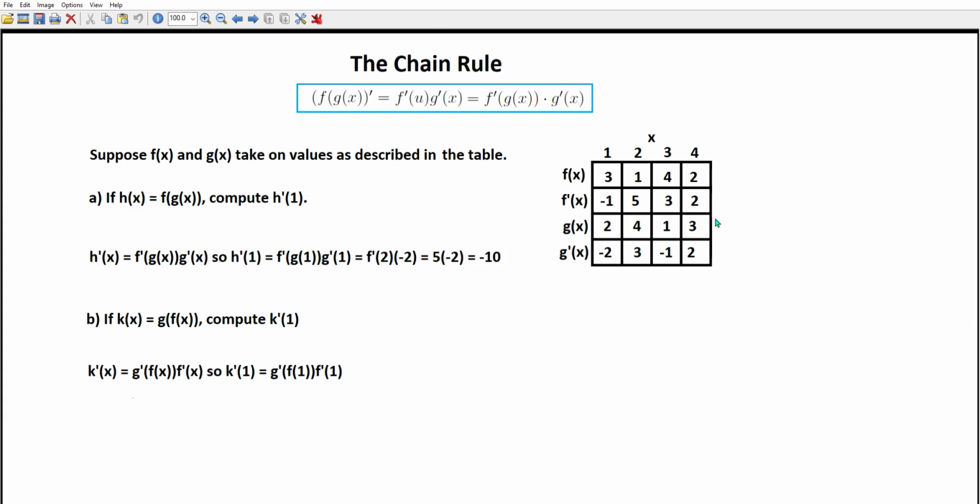We look in the table again. f prime of 1 is minus 1, and f of 1 is 3. So we get g prime of 3 times minus 1. And we have to look in the table again. g prime of 3 is minus 1 as well. So we get minus 1 times minus 1 equals 1.